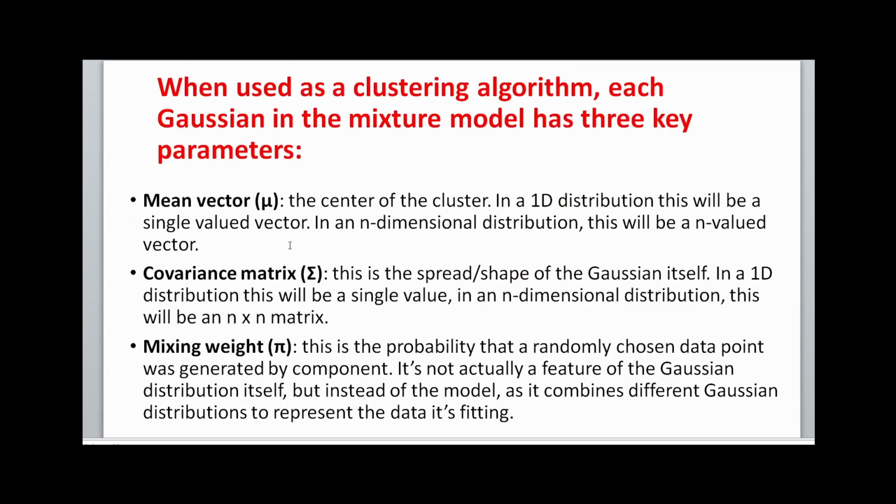So when it is used as a clustering algorithm, each Gaussian in the mixture model has three key parameters: the mean vector, covariance matrix, and mixing weight.